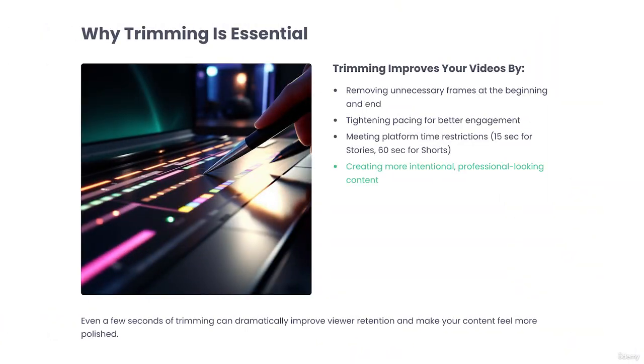Trimming simply means cutting the video to the exact length you need. This might be to remove extra seconds at the beginning or end, tighten the pacing, or keep it within a platform's time limit, like 15 seconds for Instagram stories or 60 seconds for YouTube shorts.